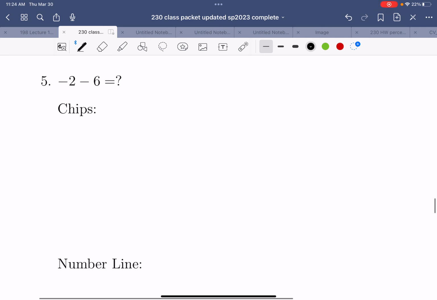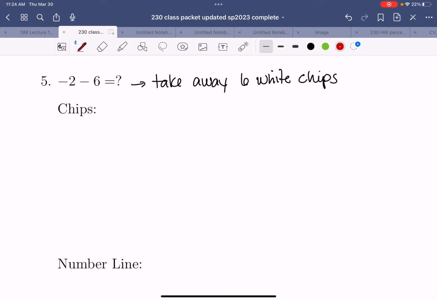Okay, so -2 minus 6. This says we're going to start with -2, and we're going to take away +6. So we're going to take away 6 white chips. That's what I need to do. I'm going to start out by representing the first number, -2, with 2 red chips. And I'm going to try to take away 6 white chips, but I don't have any. So that means I need to put some in. I've got to put in 0 pairs until I can take away 6 white chips. That means I'm going to need 6 0 pairs.